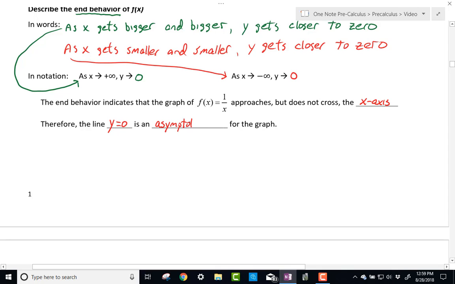asymptote for the graph. More specifically, we would say y equals 0 is a horizontal asymptote. How do I know that it's horizontal? Because it's y equals 0, not x equals 0. Okay?